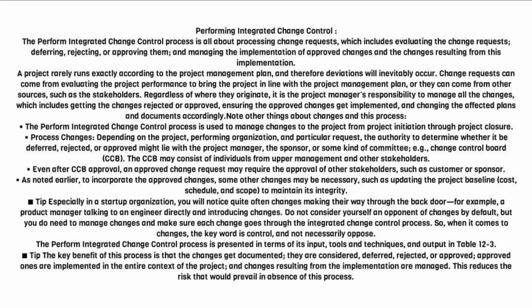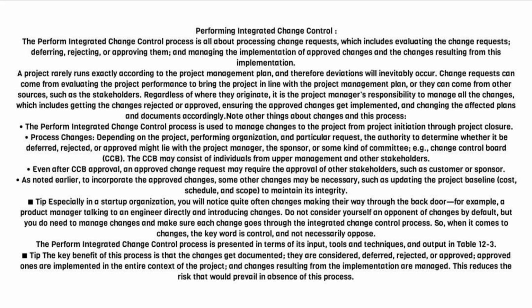The Perform Integrated Change Control process is all about processing change requests, which includes evaluating the change requests, deferring, rejecting, or approving them, and managing the implementation of approved changes and the changes resulting from this implementation. A project rarely runs exactly according to the project management plan, and therefore deviations will inevitably occur. Change requests can come from evaluating the project performance to bring the project in line with the project management plan, or they can come from other sources, such as the stakeholders.